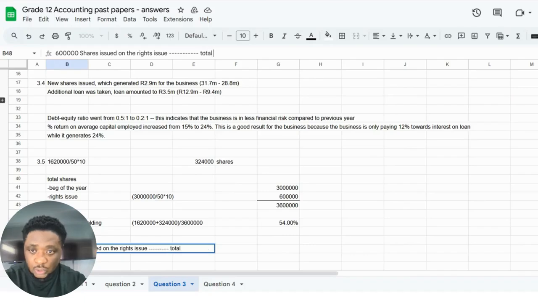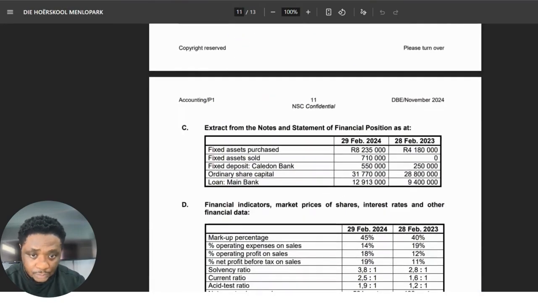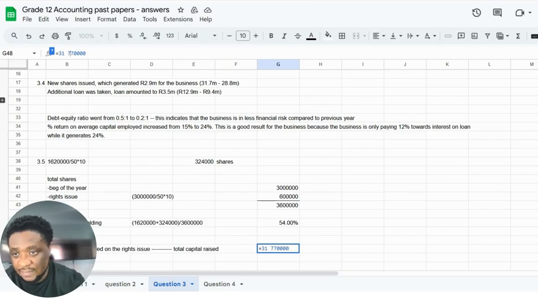And then therefore you're going to say total capital raised. So the total capital that was raised, if you remember well, was 31,770 minus the 28.8 million. So I'm going to work it out now: 31,770,000 minus 28,800,000. That gives us 2,970,000. So that's how much was raised.